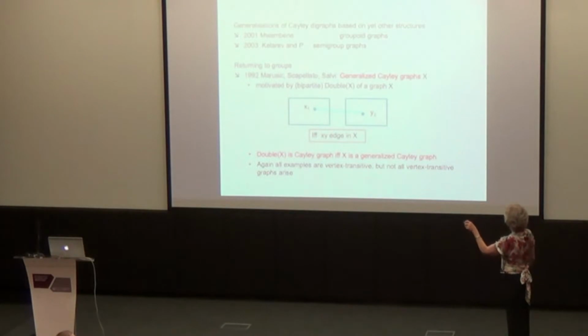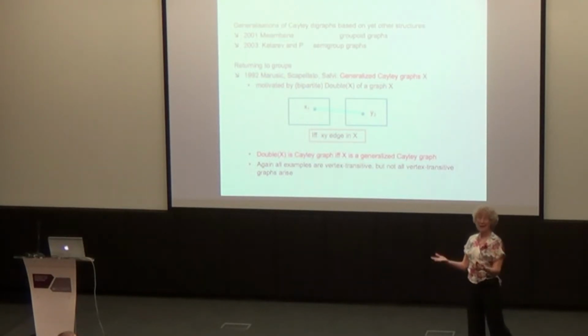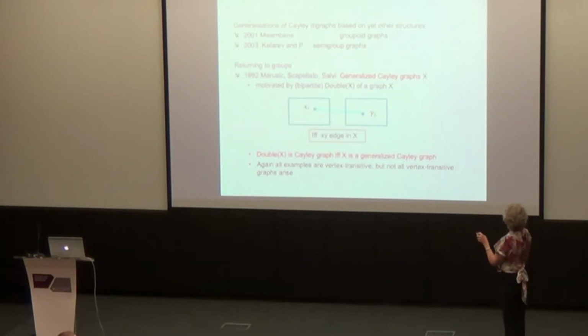And if we return to groups, then there's another paper, 1992, just after Einstein's paper, where you'll find something called a generalized Cayley graph. And that's kind of interesting, again, with a particular motivation. It feels like they're defining a Cayley graph, except the joining rule has a little bit of a twist in it. Their motivation was that they wanted to look at the standard bipartite double of a graph. So let me explain what that is.